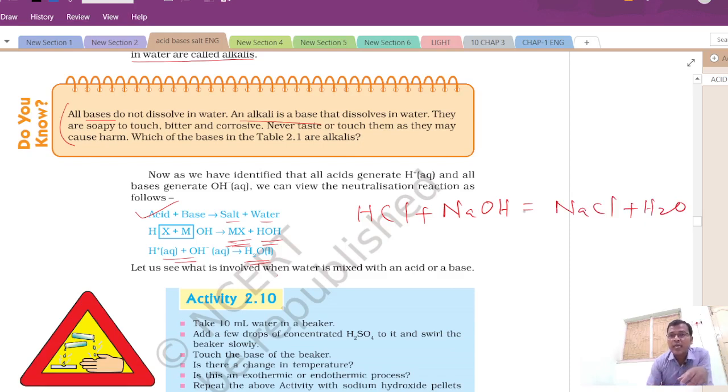Okay, this reaction is called a neutralization reaction. Why is this called a neutralization reaction? Because in this reaction both acid as well as base lose their individual property and an entirely different compound is formed, salt.